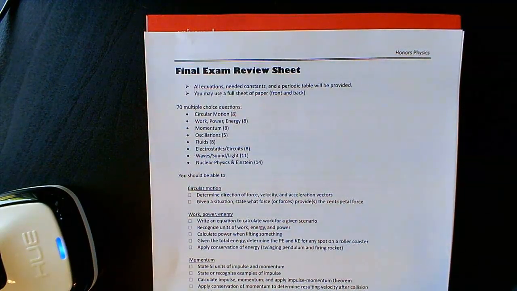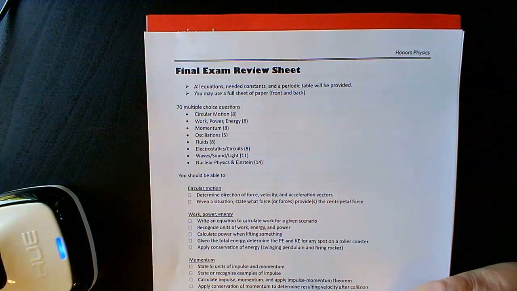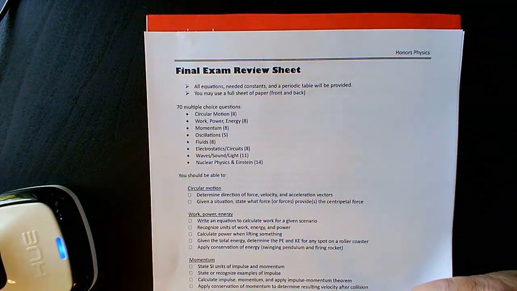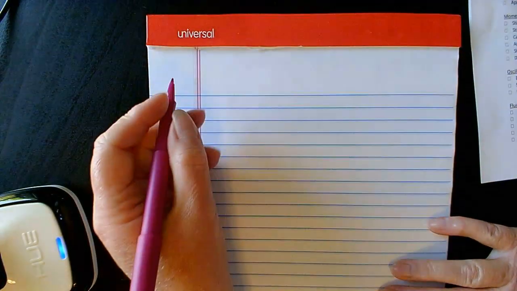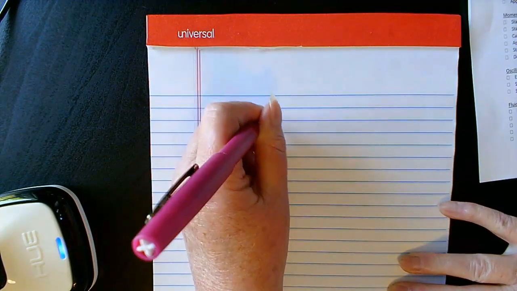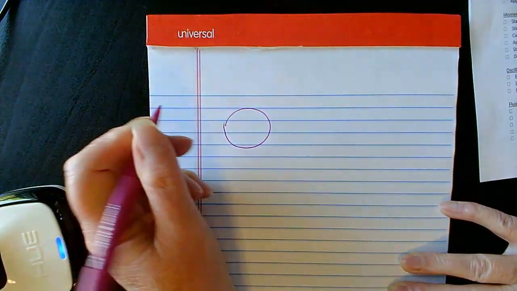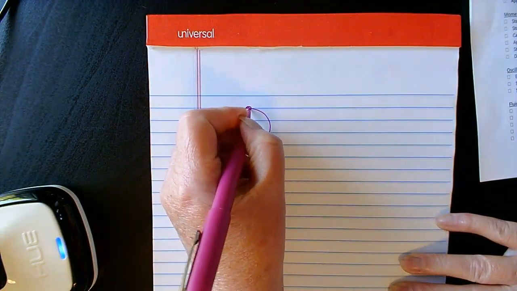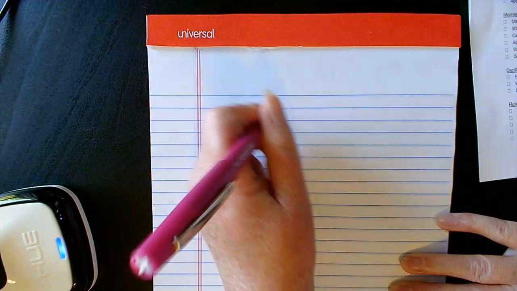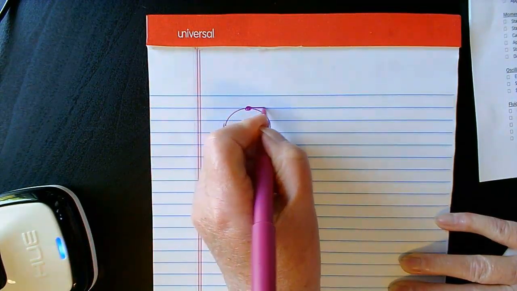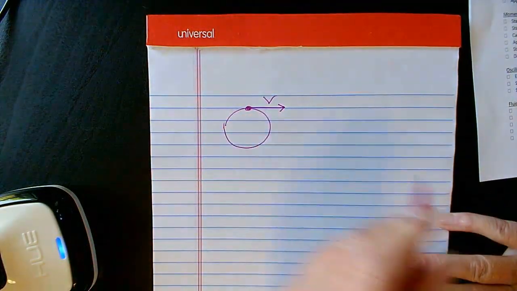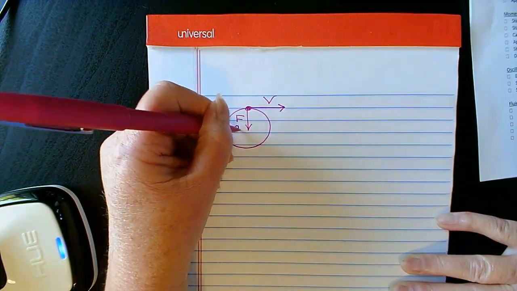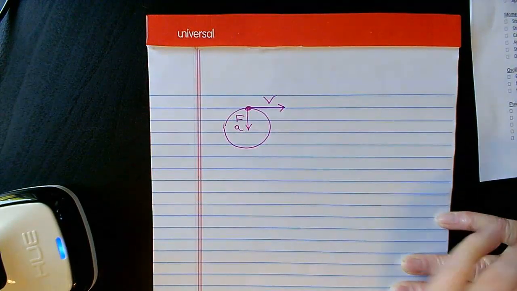So there's a couple of key things you need to know about circular motion. The first thing is you should know the direction of the force, velocity, and acceleration vectors. So if something is going in circular motion, let's say we had a record player turntable and we sat something right there, and it was going around and around, then the velocity vector always acts tangent, and the force vector and the acceleration vector always act towards the center of the circle.